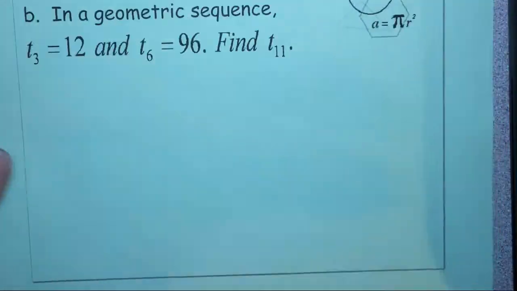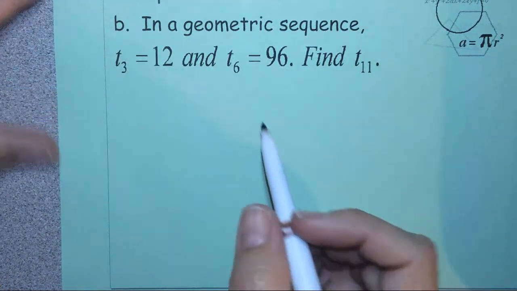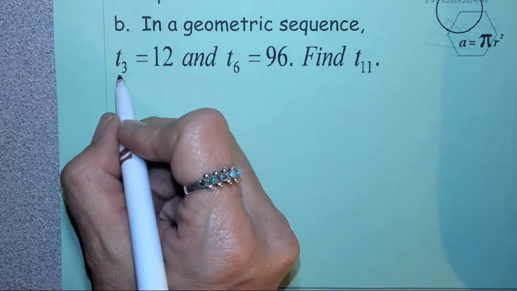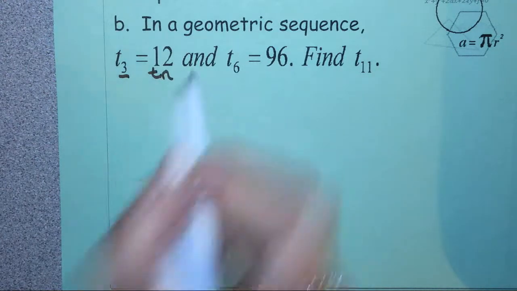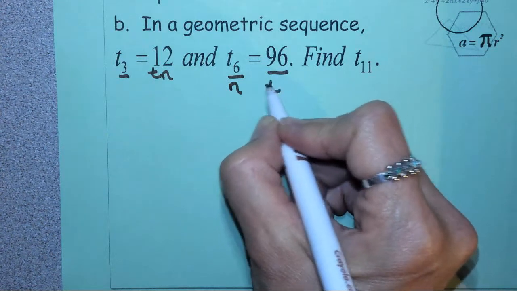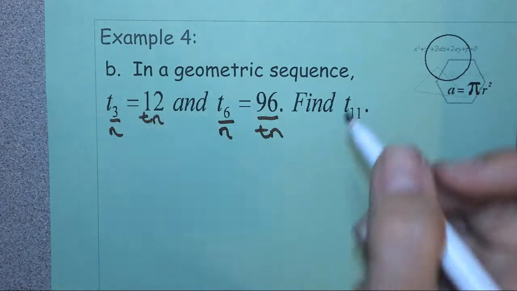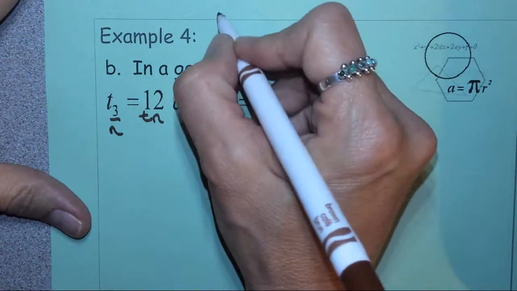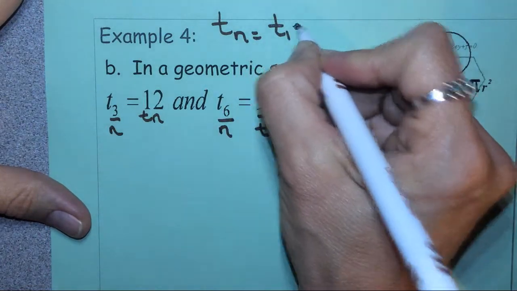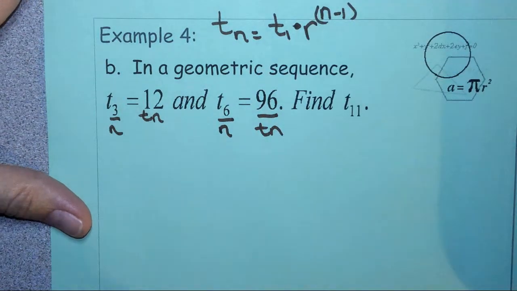We did one more example. It's the same type of problem, but this time it's for a geometric sequence. So I know that n is 3 and Tn is 12. I know n is 6 and another Tn is 96. So again, I'm going to write two equations. I'm going to have a system. So my geometric equation says you take your first term, you multiply it by your ratio, and you raise it to the n minus 1.